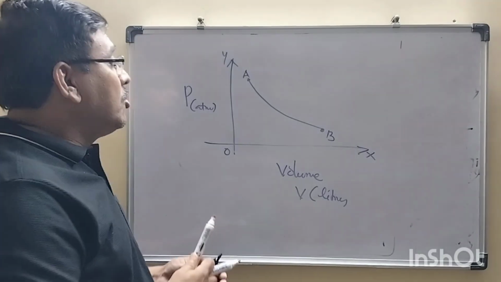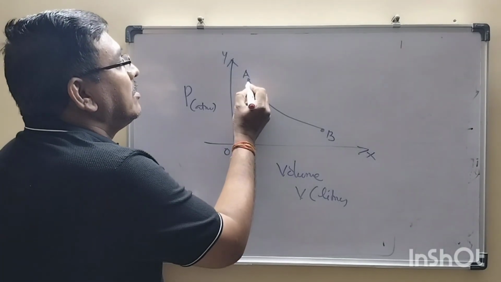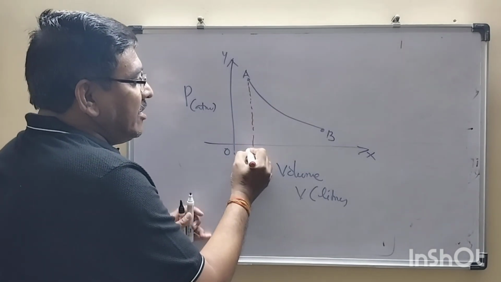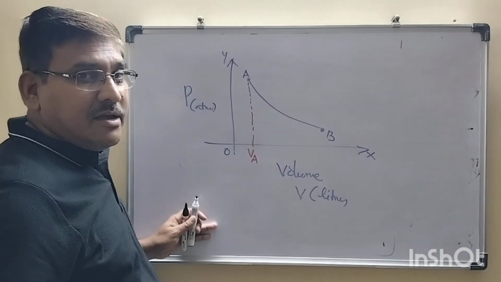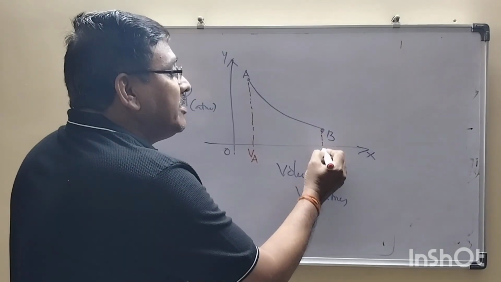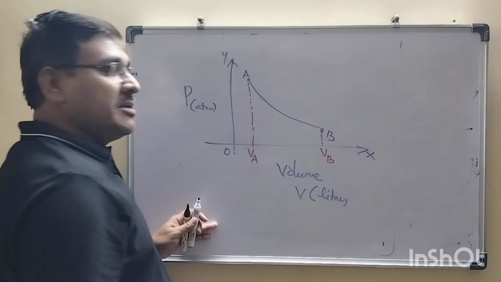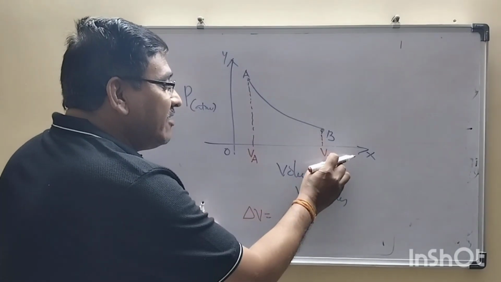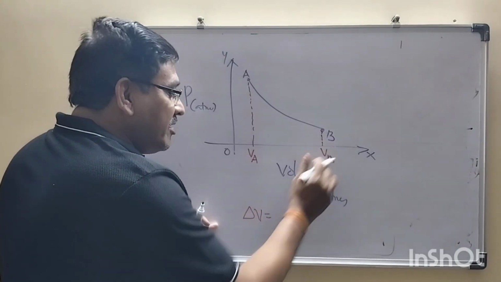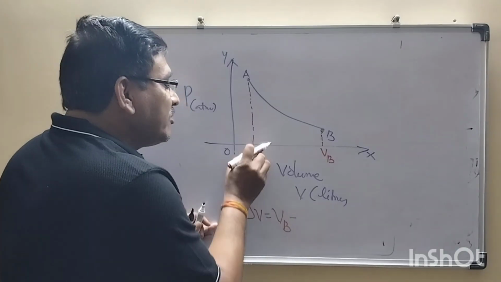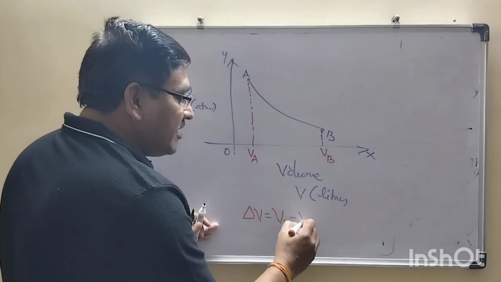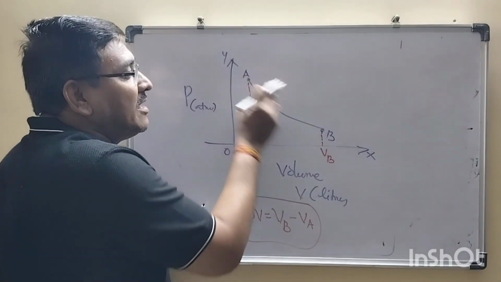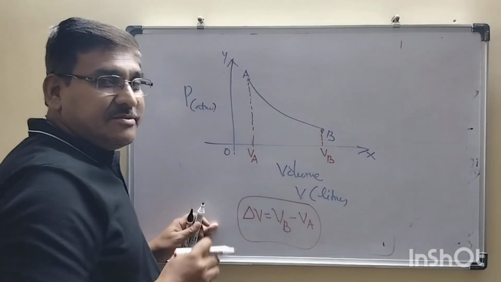Now observe here. If I drop down corresponding to the initial point A, the initial volume is VA. Corresponding to the final point B, the final volume is VB. That means the change in volume, dV, is the final volume VB minus the initial volume VA. So change in volume depends upon the initial and final state.